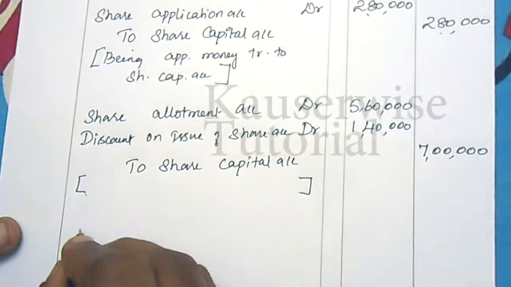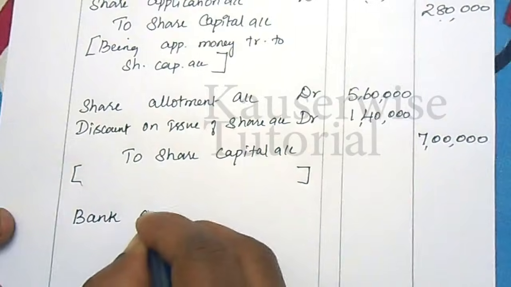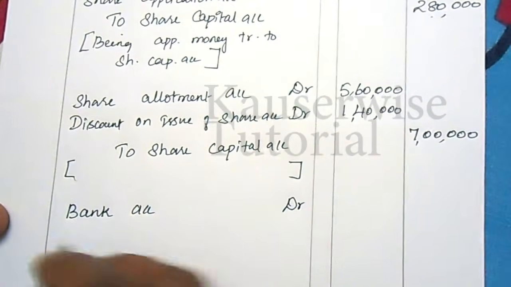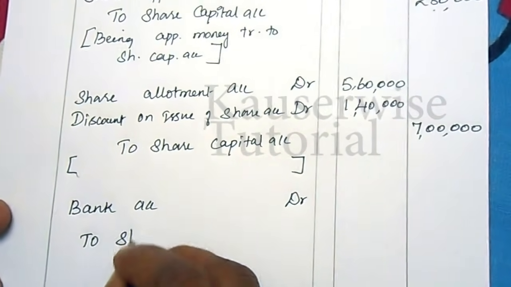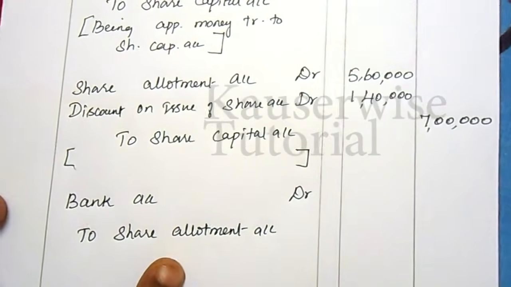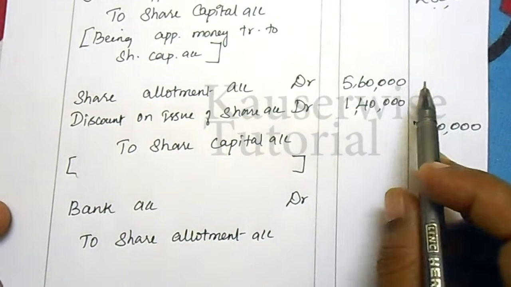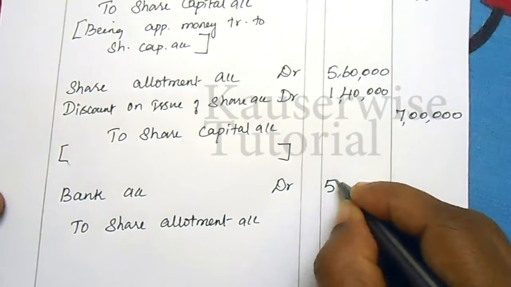The next one is allotment money received. Entry: bank account debit to share allotment. This one is the entry for allotment money received. So how much amount will they actually receive? Only 5,60,000 after allowing discount.